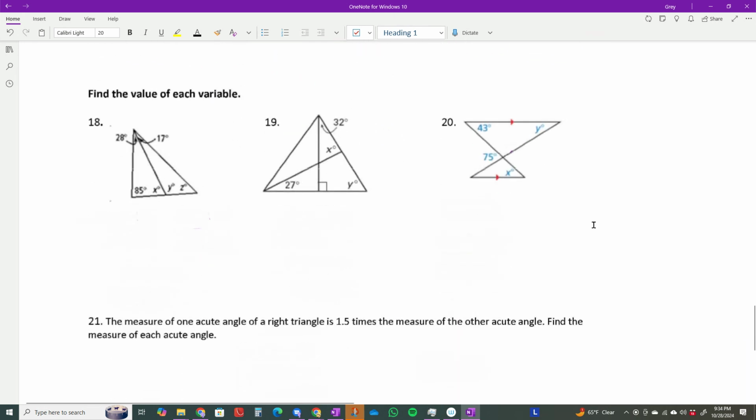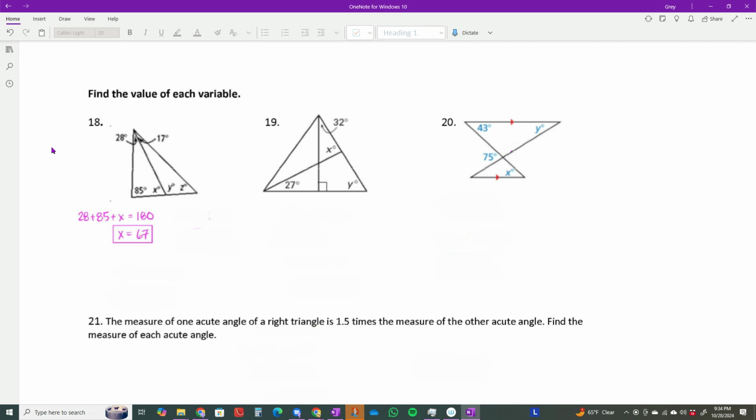All right, number 18. Find the value of each variable. So you got to get used to looking at these triangles. I'm looking at this first one here on the left side, and I'm going to say that 28 plus 85 plus x is equal to 180. And so that's going to give me x equal to 67.